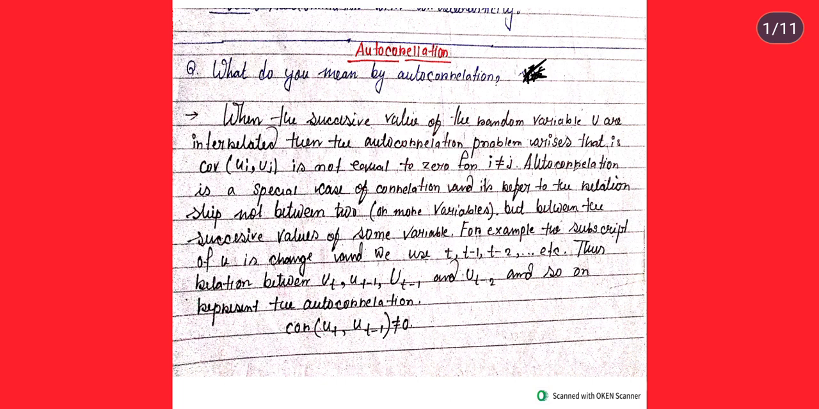For example, the subscript of u changes, and we use t minus 1, t minus 2, t minus 3 up to t minus s. Thus, the relation between ut comma ut minus 1, ut minus 1 comma ut minus 2, ut minus 2 comma ut minus 3, and so on represents the autocorrelation. So the autocorrelation can be represented as correlation of ut and ut minus 1 is not equal to 0. That means there is a relation between the error terms.